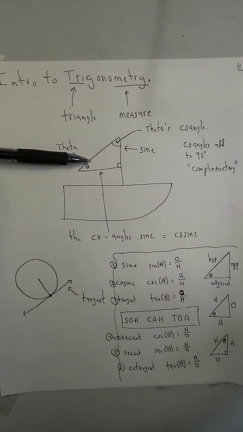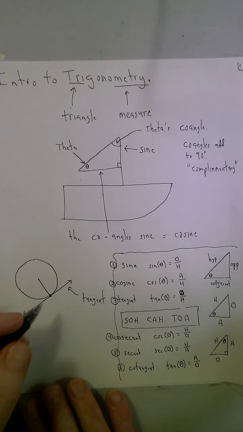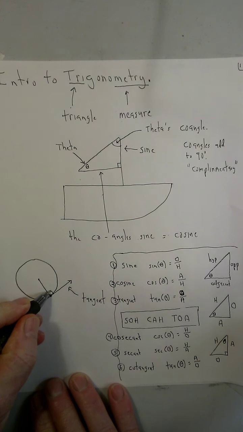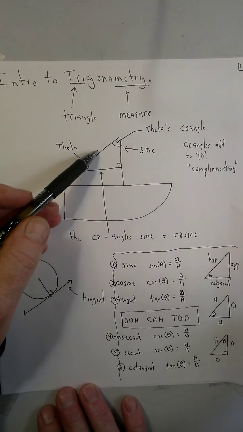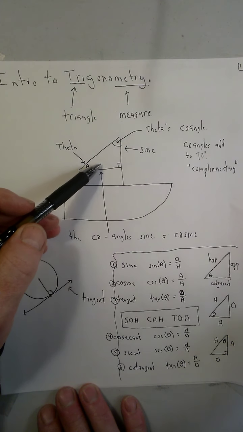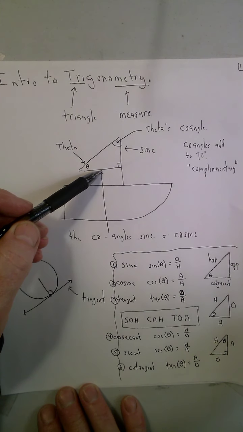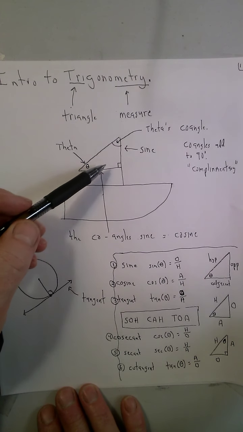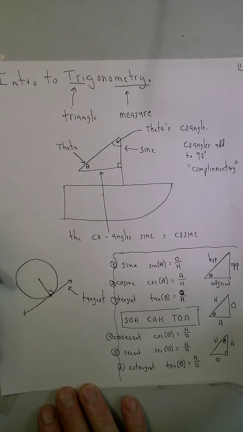Now tangent, go back to what you know about geometry. The tangent line is the line that intersects the circle at one point and is perpendicular to the radius. So tangent, going back up here, uses that idea, and it's actually about slope. Slope is rise over run. So tangent is opposite over adjacent, rise over run. And we'll talk more about that later.